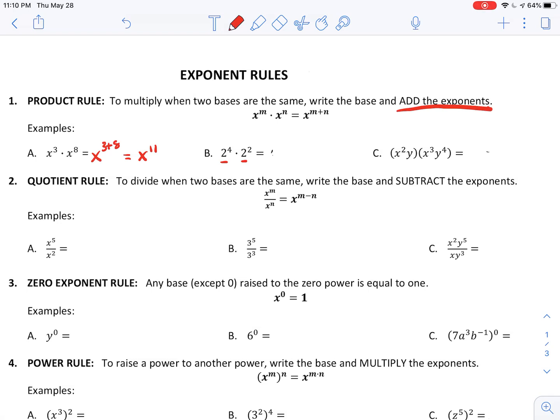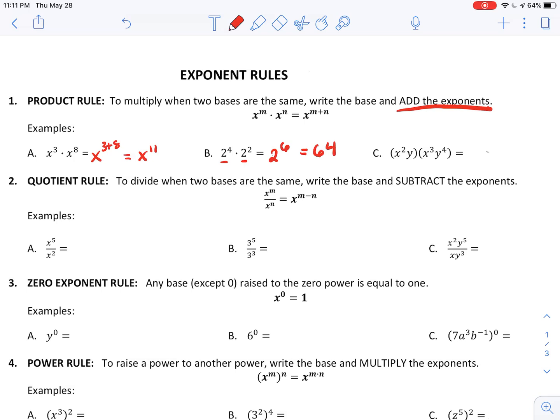except this time our base is not a variable. This time our base is a value. That doesn't change the question. The base still stays the same, and we are still going to add our exponents. So 4 plus 2 is 6. Okay, so you could leave that as 2 to the 6th, or you can type it into your calculator to get a value, but in the end, that's equal to 64.